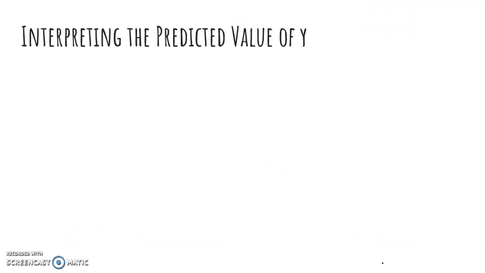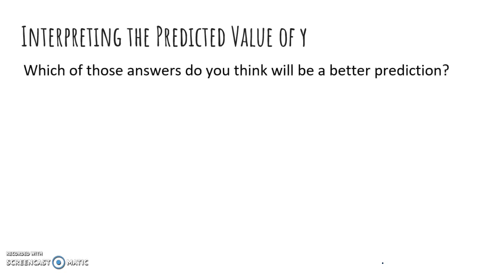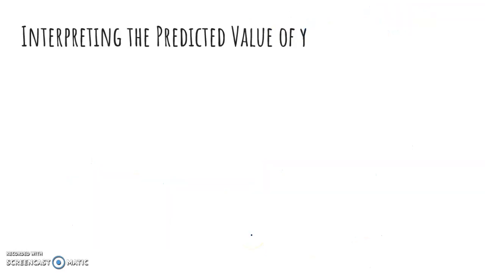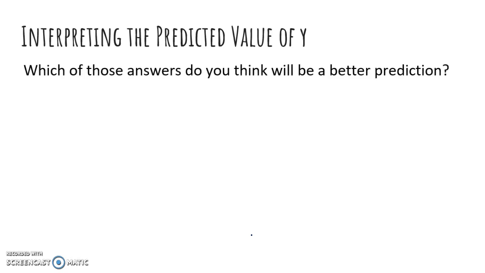Okay, so we're going to move on and talk about interpreting the predicted value of y. So which of those answers do you think will be the better prediction? So let's go back and look. The $428,034 for a home that's 2,700 square feet, or a home that is $606,594 that is 4,500 square feet. So which do you think is the better prediction?